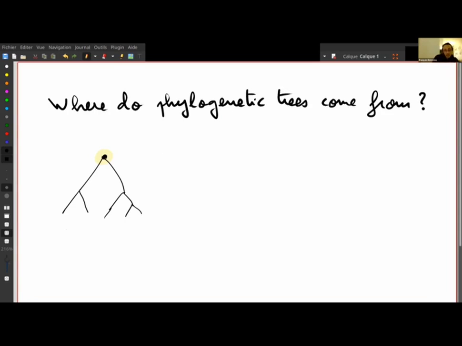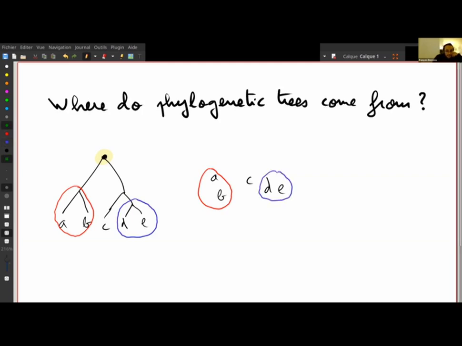Because, for instance, if you label the leaves like this, so A, B, C, D, E, then that gives you a set of nested groups. So for instance, here you would have A, B, C, D, E. So you could group here A and B, like so. So you have this group A and B. Here you have this group D and E, like this. And then this group here. So you have this nested collection of groups.